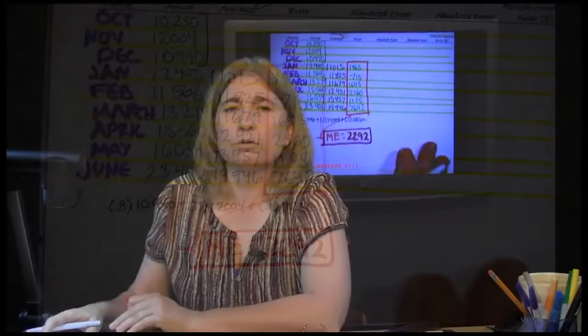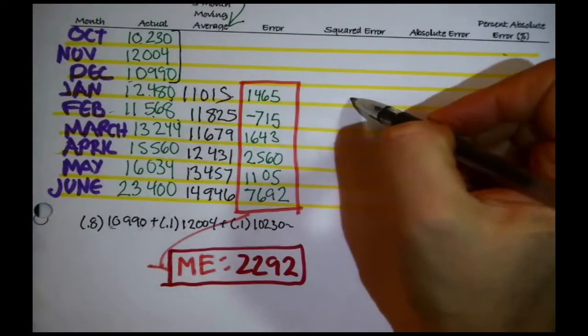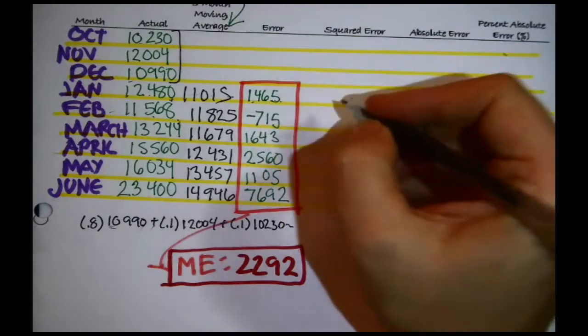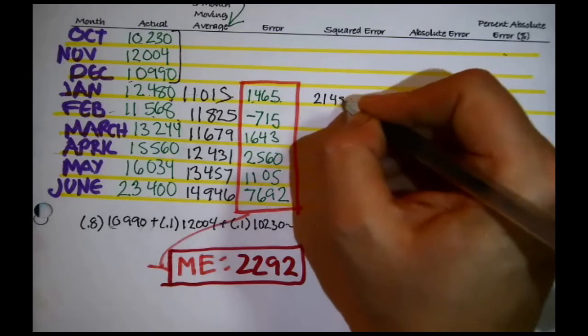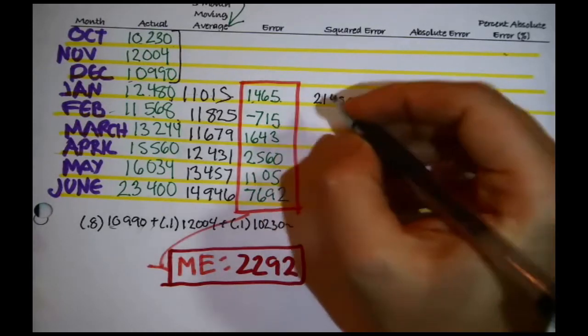All right, and we noted before that mean error may be useful later in our commentary, but it's not really a very good measure of accuracy. Other measures of accuracy, for instance, mean squared error. To calculate that, we first have to square each one of these errors. Take that number in January, 1,465, square it. I get 2,145,053. Take this number in February and square it.